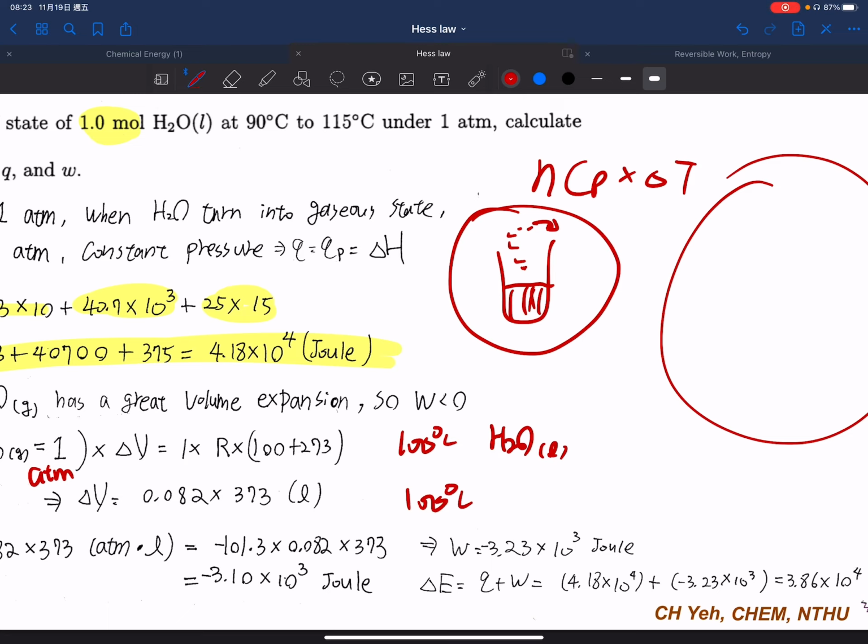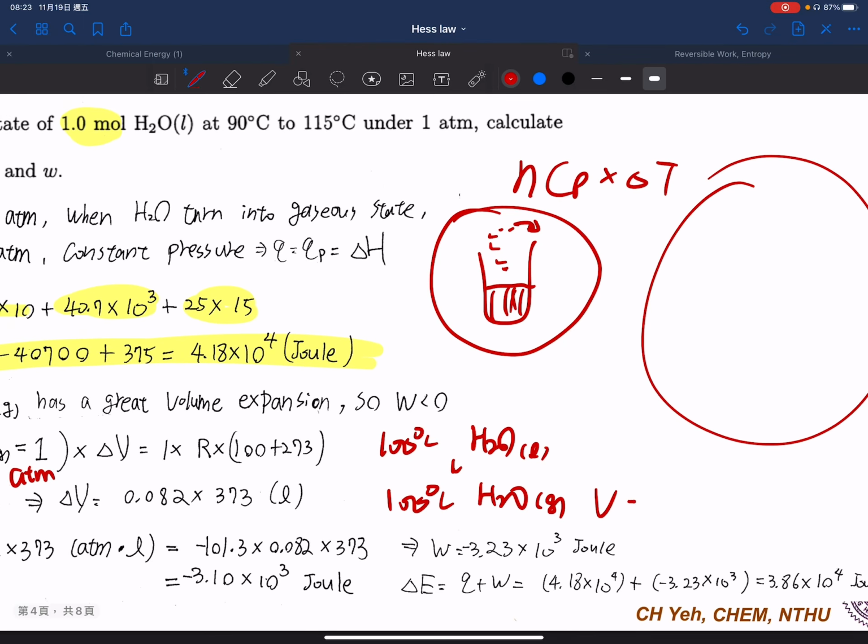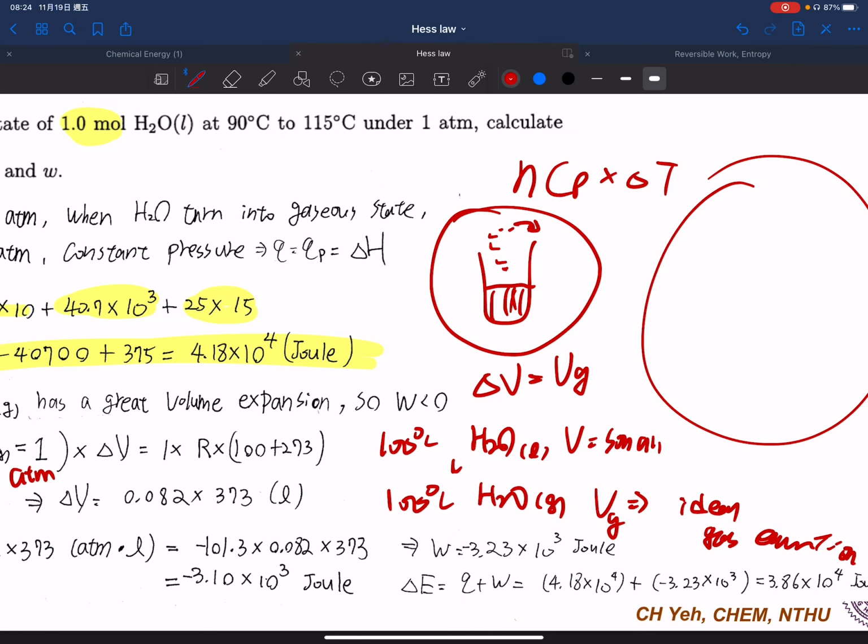You go to 100 degree H2O in gaseous state, and there is a volume, and you can calculate this by the ideal gas equation. We pretend that the liquid volume is so small compared to the gaseous state that the volume expansion should equal the volume of the gas.